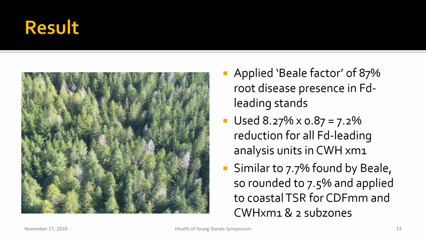So we took our volume reduction result and applied the Beal incidence factor of 87% to the 8.27% to get a 7.2% reduction for fir leading analysis units in the CWH XM1 on the Sunshine Coast. This number is similar to the 7.7% value found by Beal. So we split the difference and rounded it down to 7.5, and this is the value that we recommend that the timber supply modelers use in coastal TSRs when using Douglas fir analysis units in the CDF, MM, and CWH XM1 and 2 subzones.